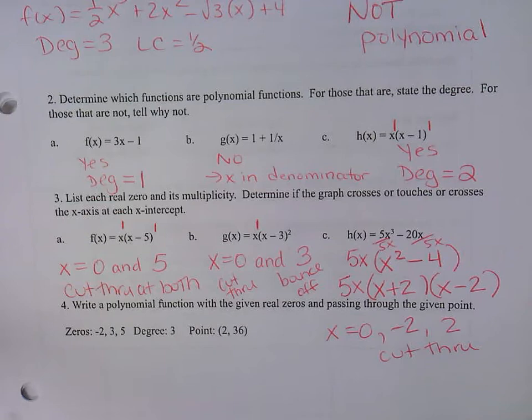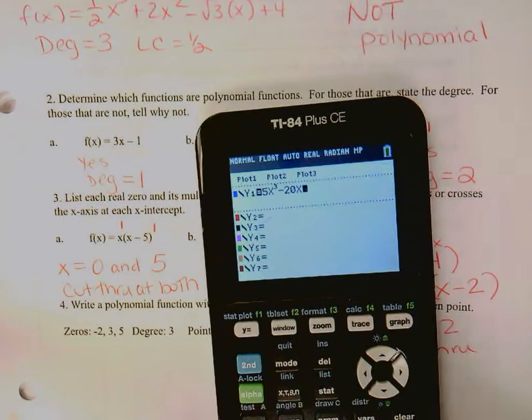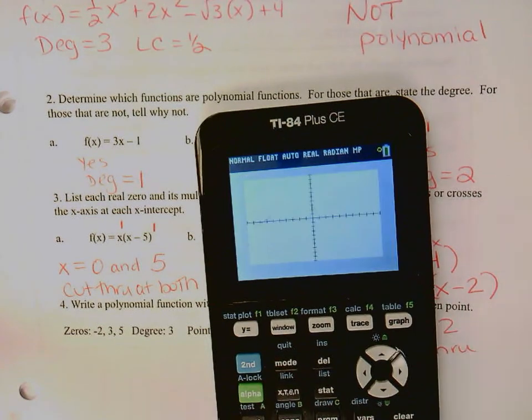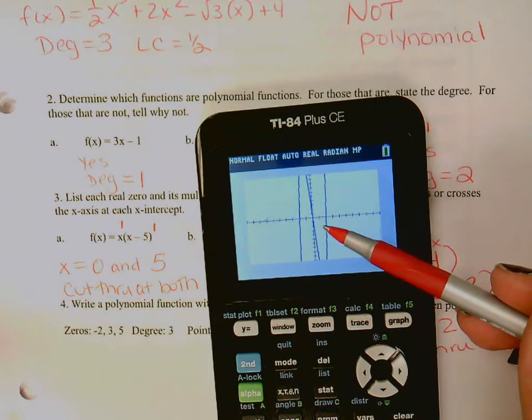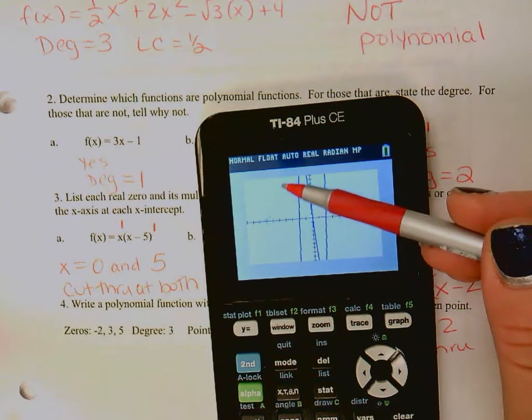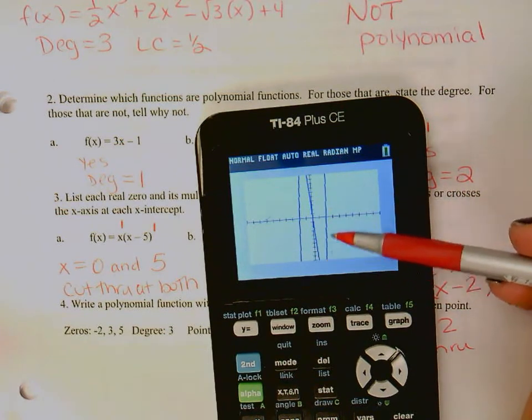So what was my function? 5x to the third minus 20x. I'm just going to graph it in standard form to show you that we got the right answer. So I'm cutting through at negative 2, I'm cutting through at 0, and I'm then cutting back through. So this is a big S. Up, cut through, cut through, cut through.